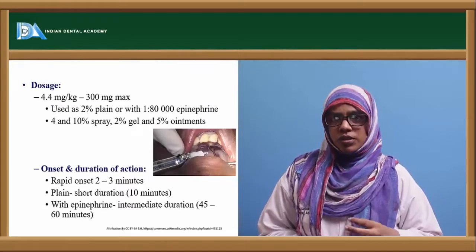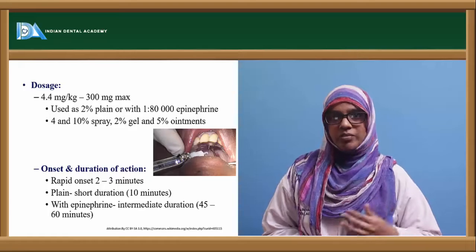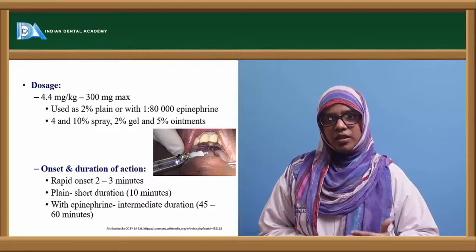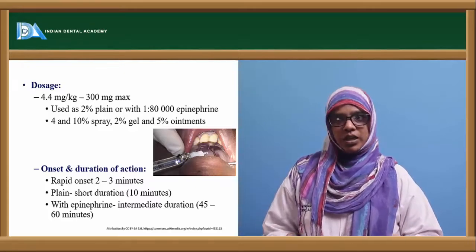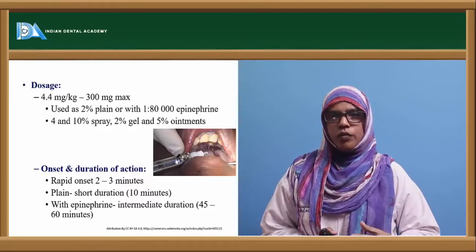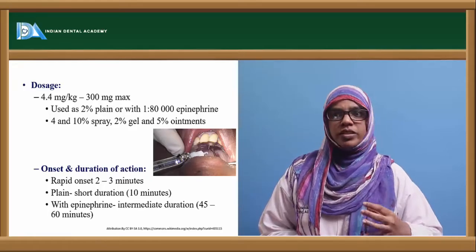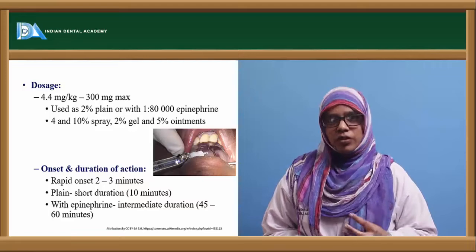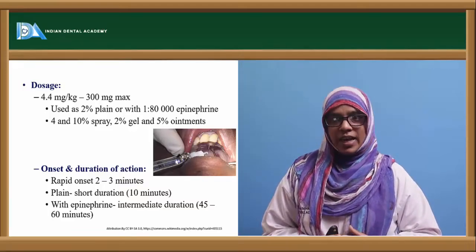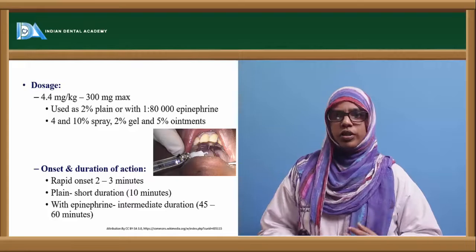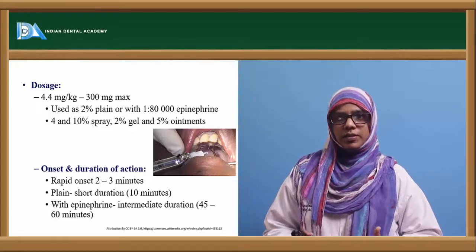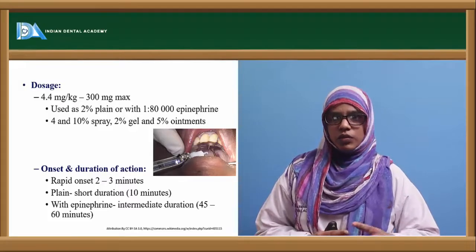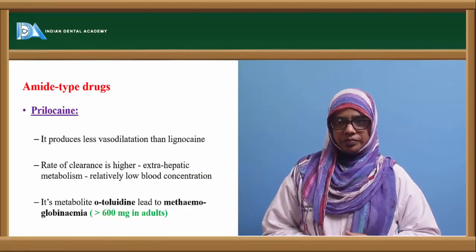The dosage you could use is around 4.4 mg per kg, maximum up to 300 mg. It could be used as 2% plain or with epinephrine at 1:80,000 dilution. 4 to 10% spray is available, and 2% gel and 5% ointment are also available. It has a rapid onset of action, that is 2 to 3 minutes, and plain has a short duration, around 10 minutes, whereas with epinephrine it has an intermediate duration, that is 45 to 60 minutes.